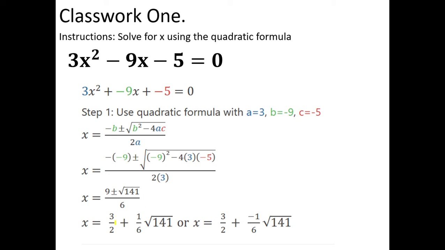So our final answer is reducing this fraction, 9 over 6. 9 over 6 reduces to 3 over 2. Now first plus square root of 141 over 6, and then minus square root of 141 over 6. So here you have the negative, minus 1, and here you have positive. Positive square root of 141 over 6, and negative square root of 141 over 6. So there's your two answers by the quadratic formula.